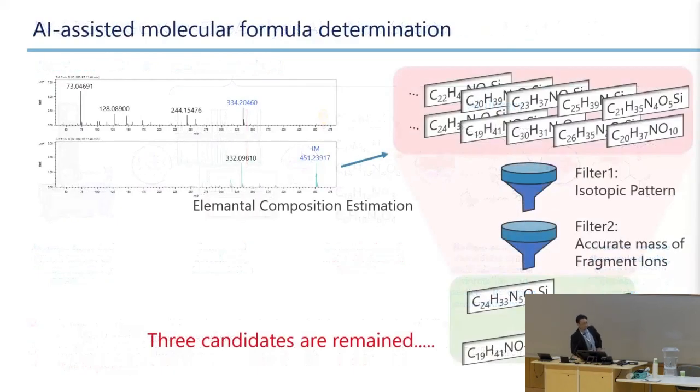Okay, this is just an example. I think these are TMS compounds also. The top one is the EI mass spectrum, and we cannot see the molecular ion here. And the bottom one is the FI mass spectrum.